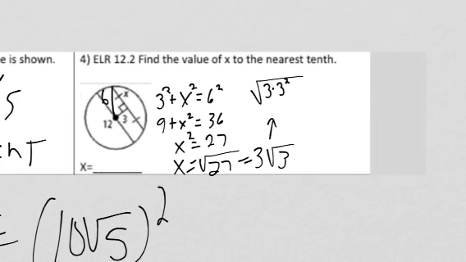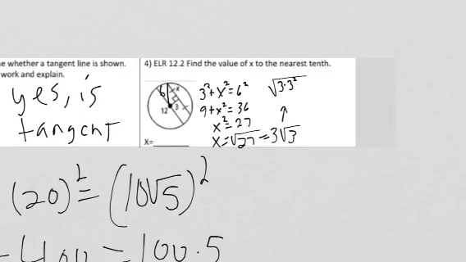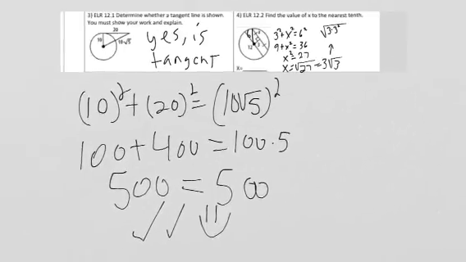But long story short, the answer is root 27. Oh, and it says to find it to the nearest tenth. So you would have to type this into a calculator, get a decimal answer, and then round it to the nearest tenth. All right, I think that's it for both of those.